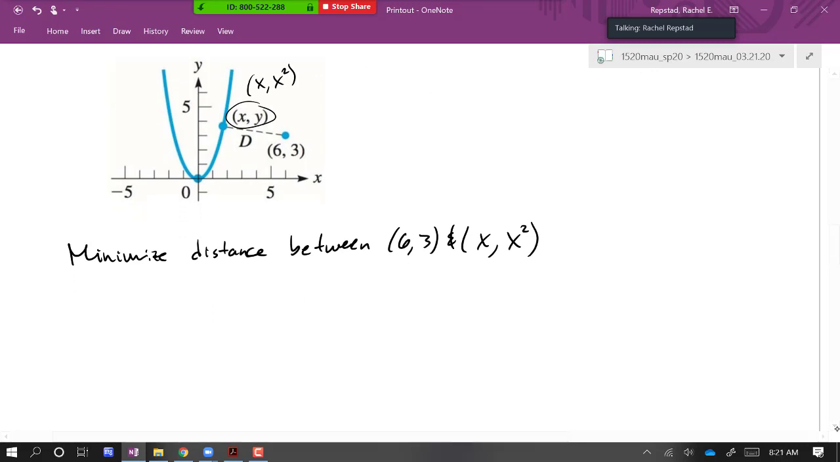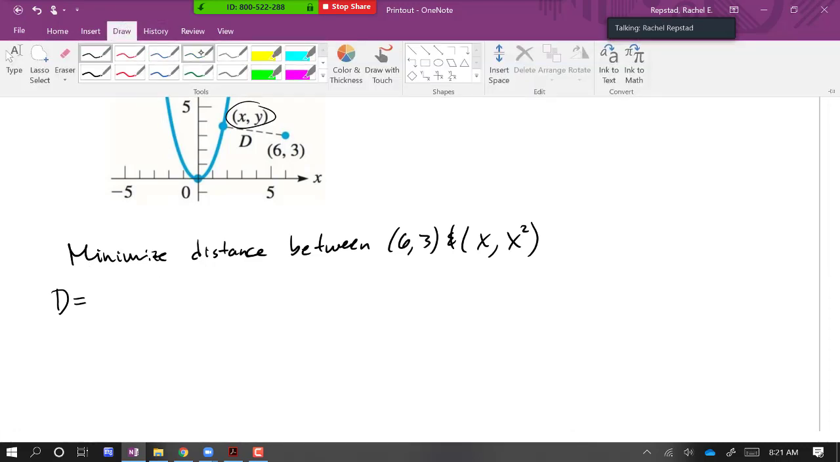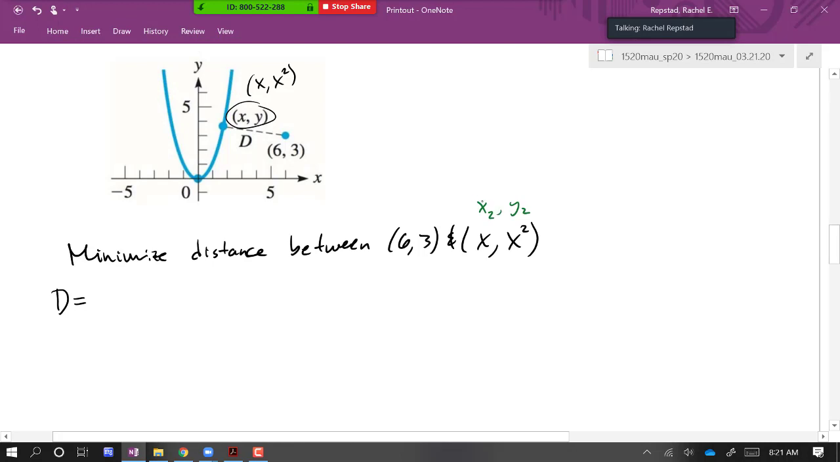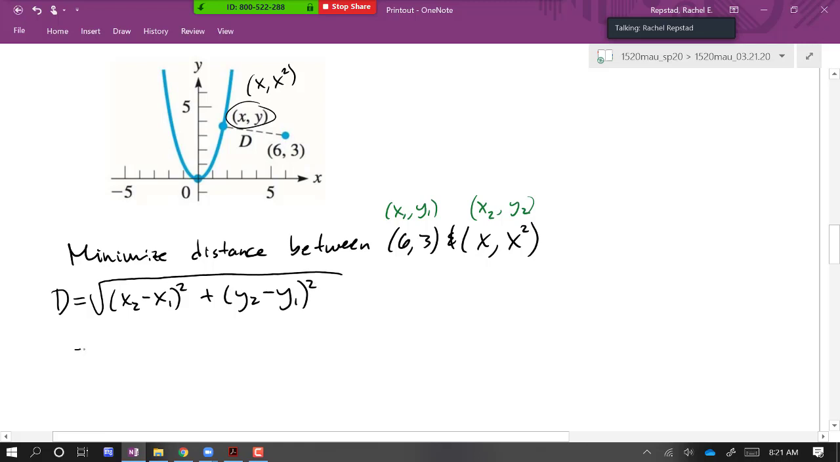So we want to minimize the distance. I think we have a way to do this, right? We have a distance formula. I'll call this point my (x2, y2), and I'll call this point my (x1, y1). So we're minimizing this, which is the square root of (x2 minus x1) squared plus (y2 minus y1) squared, or (x minus 6) squared plus (x squared minus 3) squared.